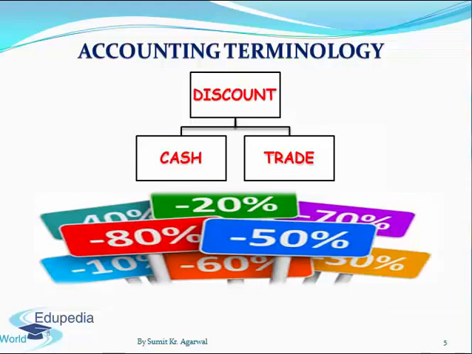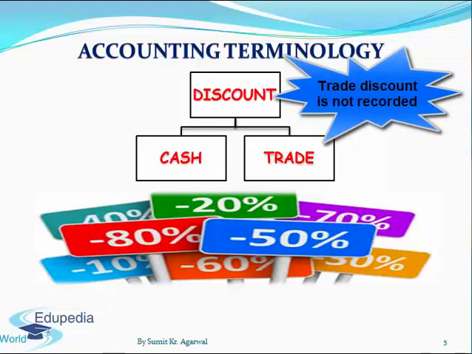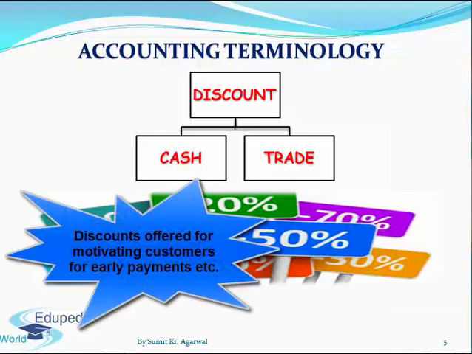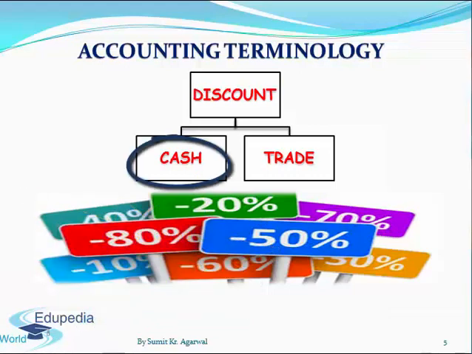And when we book these purchases in our accounts, we never record the trade discount. We usually book the purchase at a net price after deducting the discount from the listed price. Now in any business, usually the sales are made at credit, which means the payment is not received immediately. And whenever we offer discount to our customer for making payment within a stipulated time or to pay early, this kind of discount is known as cash discount.